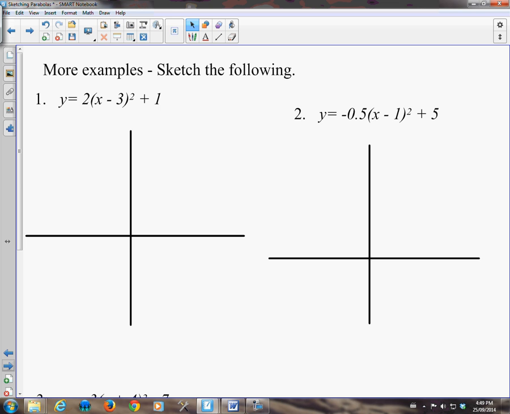So I'm going to sketch these two. I'm going to do a series of transformations for both of these. So that means I'm going to start with my x squared, do a bit of a scale.